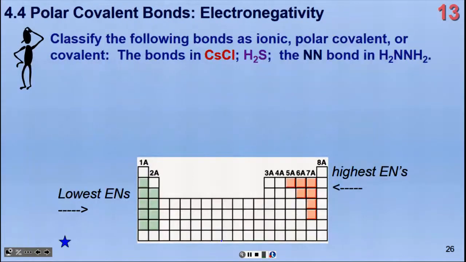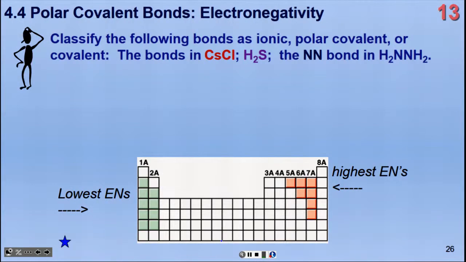So we can classify some other bonds, just do some more examples here, in these various compounds. Cesium chloride, hydrogen sulfide, we'll name that one later in the chapter, and then the bond between 2 nitrogens in this funny thing that's called hydrazine. You wouldn't know by its formula, but that's what that H2NNH2 means. So let's think in terms of electronegativity values from the schematic diagram of the periodic table at the bottom. And remember that the highest ones are always in the top right, the lowest ones are on the left and lower parts of the periodic table.